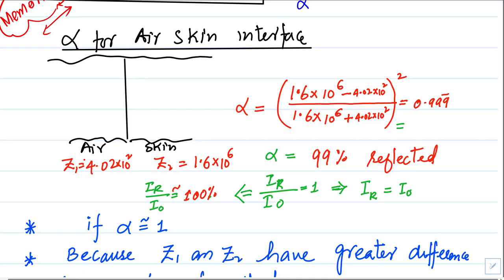Okay, got it? Now plug in the values in this equation, Z1 minus Z2 divided by Z1 plus Z2, and find that number. You will be astonished that it is 0.999, which means 99% of the ultrasound will reflect back from the boundary. That means the ultrasound will not enter the body.